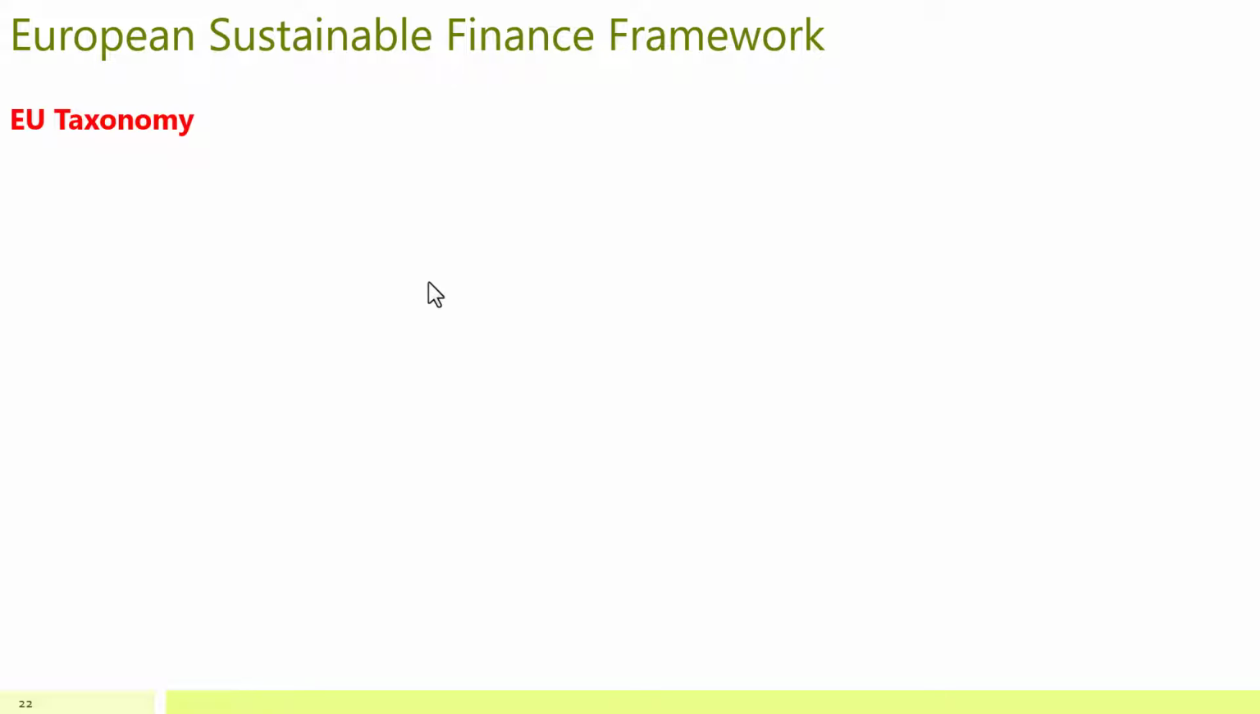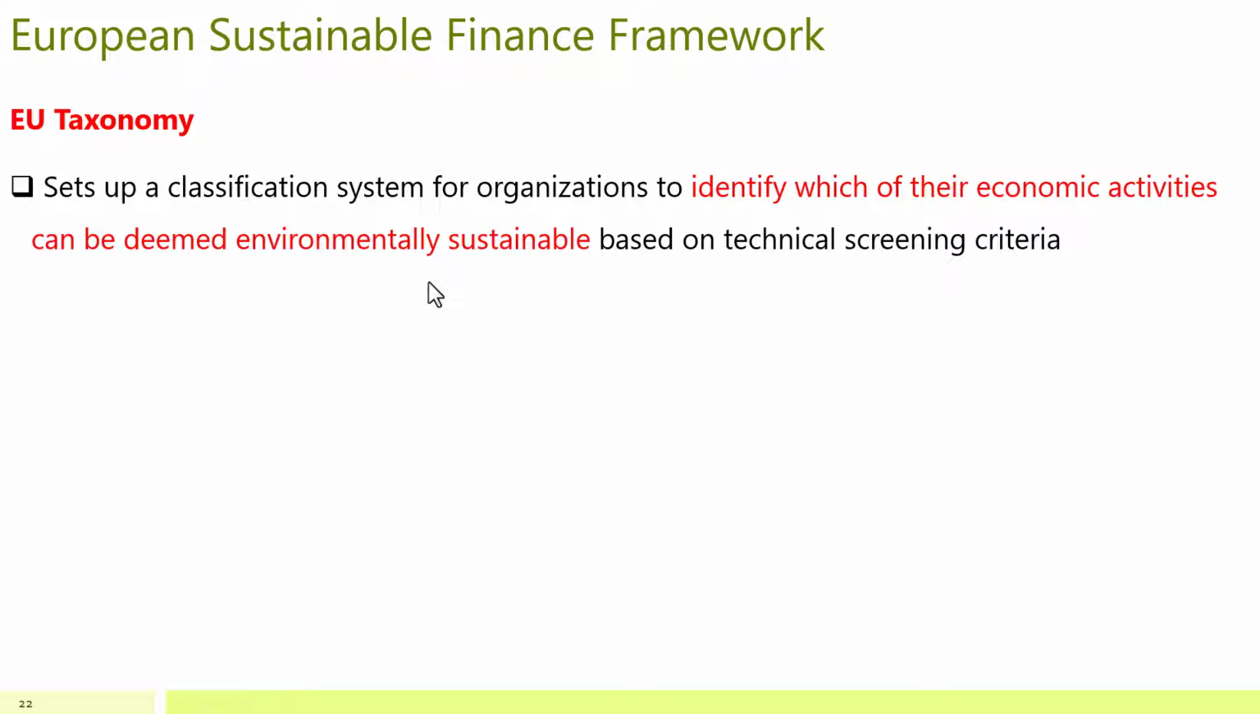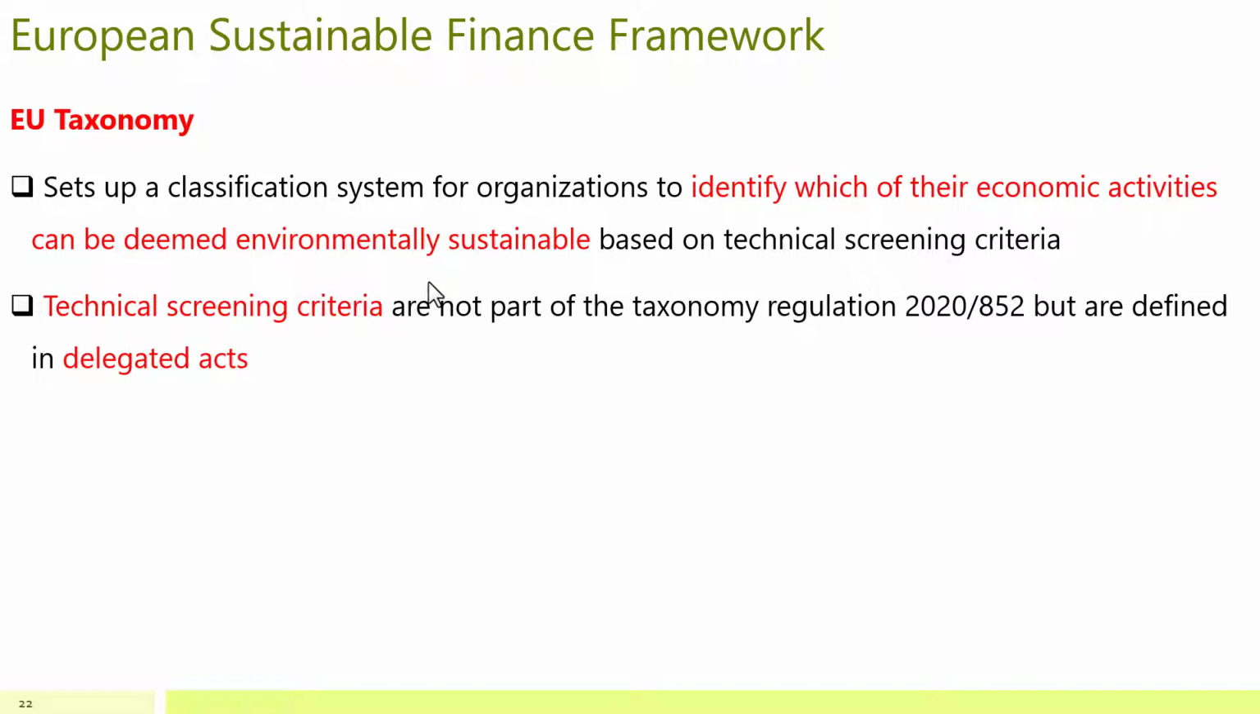Okay, the last pillar is the EU taxonomy. What is that? Well, it's a classification system to identify which economic activities can be deemed sustainable. And to identify this, the European Union did not put it all into one single document, but created so-called delegated acts, which are documents that include all of these criteria that tell you, okay, is an activity sustainable or not?